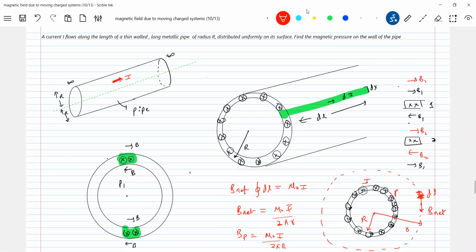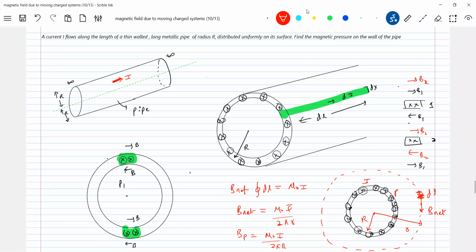Keep this data in hand. So how has that mu naught I by 2 pi r come about? Let me break it up here. So shall I say these two fields will contribute? B1 and B2 together they contribute. When they both contribute, what happens? It becomes mu naught I by 2 pi r. Are you able to get that logically? So the resultant field becomes mu naught I by 2 pi r, by adding up these two fields.